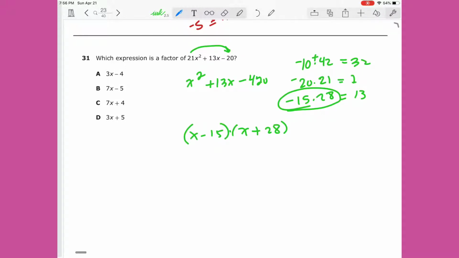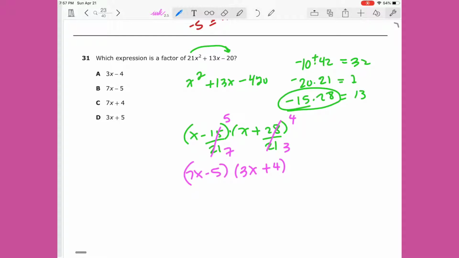Don't forget to go back and divide by your a value, which is 21. So I'm going to divide both of these by 21. Now I need to simplify my factors. So 3 goes into 15 5 times, and 3 goes into 21 7 times. So that becomes 7x minus 5. And I know that 7 goes into 28. So 7 goes into 28 4 times, and 7 goes into 21 3 times. So then it becomes 3x plus 4.